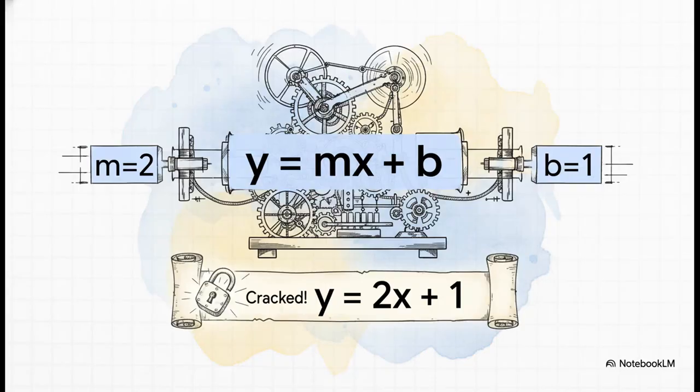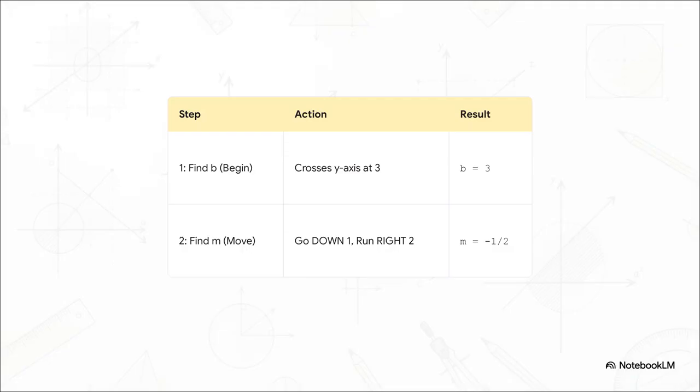And now for the final, satisfying step. Let's write out the equation. We just pop in the numbers we found. y equals our m of 2 times x plus our b of 1. And there it is, our solution. y equals 2x plus 1. First code, cracked. All right, on to line number 2.